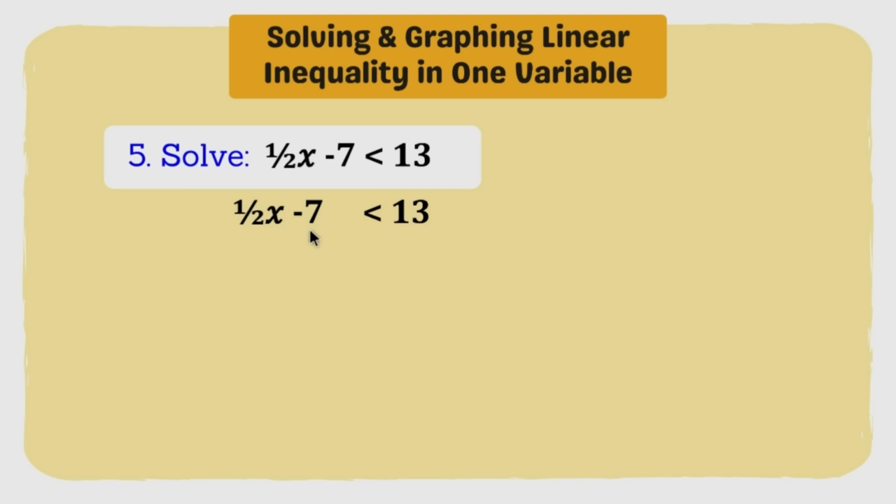First, let us remove negative 7 using our addition property of equality. Let's add 7 in both sides. We have here negative 7 plus 7 will be 0. 13 plus 7 will be 20. Okay? Now, anong gagawin natin para matanggal si 1/2 at ang maiwan lang is si x?